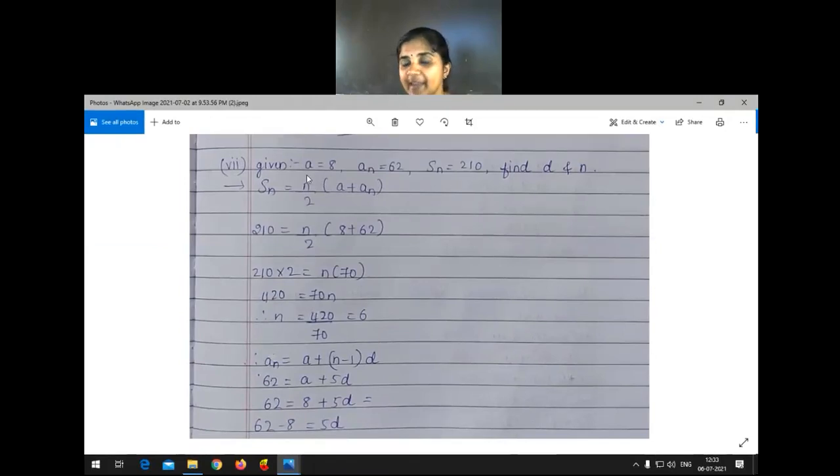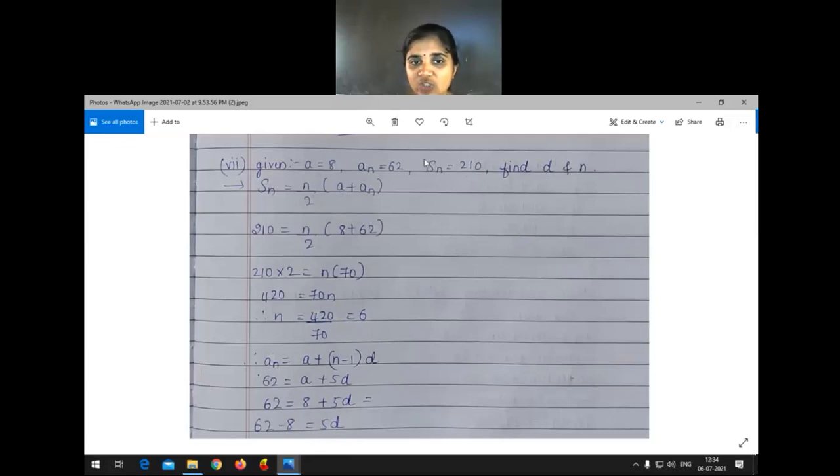A is equal to 8, an is equal to 62, then Sn is equal to 210. Find d and n, the difference and the number of terms. A is the first term, an is the last term. When the first term and last term are given, the Sn formula is n by 2 into a plus an. Using this formula we have to find d and n.